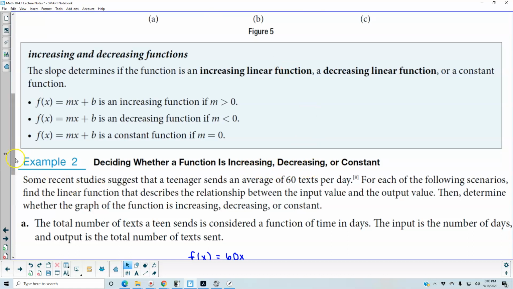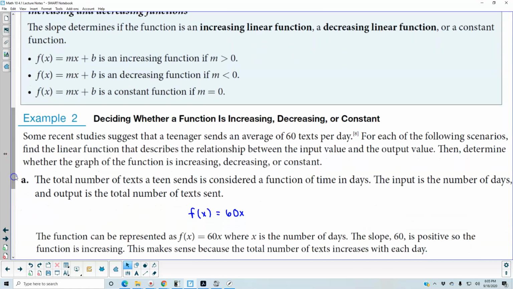Now, example 2, deciding whether a function is increasing, decreasing, or constant. Some recent studies suggest that a teenager sends an average of 60 texts per day. For each of the following scenarios, find the linear function that describes the relationship between the input value and the output value. Then determine whether the graph of the function is increasing, decreasing, or constant.